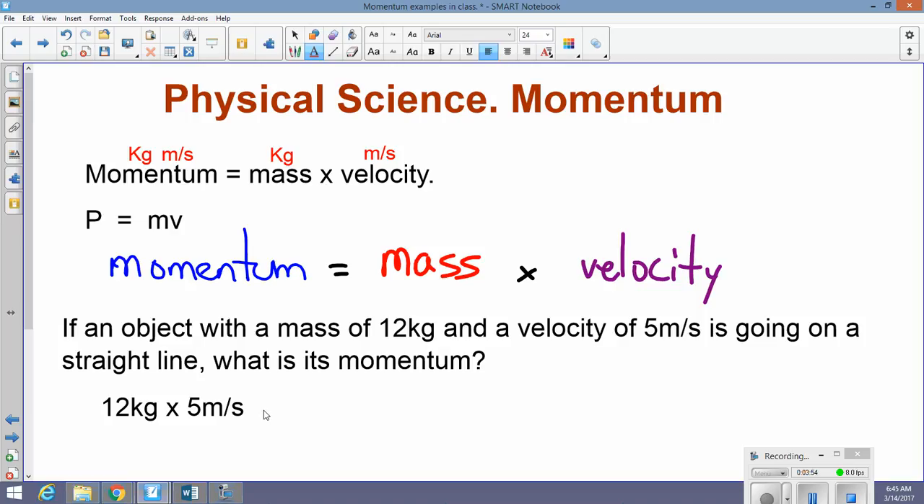Okay, so what do you think we would get? It's 12 times 5. 12 times 5, you know that it equals 60. Now, we're going to have 60 kilograms times meters per second. Of course, there's a times over here in the middle, and we're going to show that by doing a little dot right over there. Now I have 60 kilograms meters per second, okay? Not squared, just meters per second. This is the momentum of the object that is going forward. It's going on a straight line.